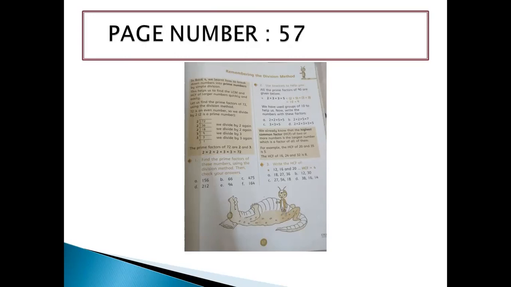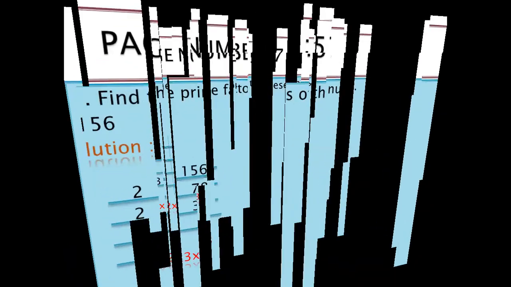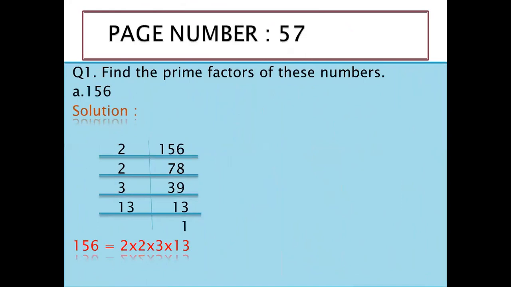Page 57, question number 1, 2, and 3. Three questions are there, and all the parts of these three questions are included in your scheme. Question number 1 is: find the prime factors of these numbers using the division method, and then check your answer.